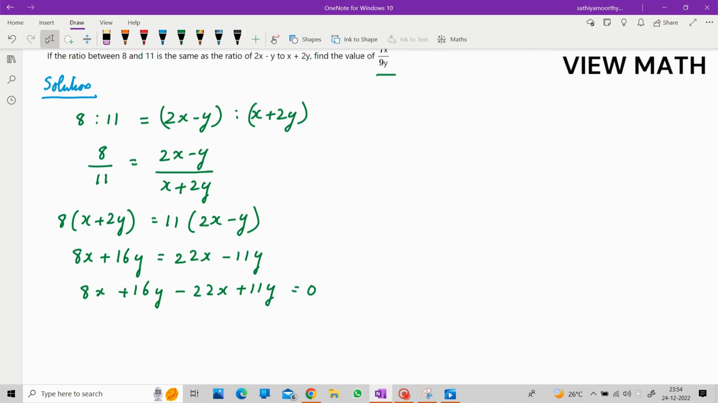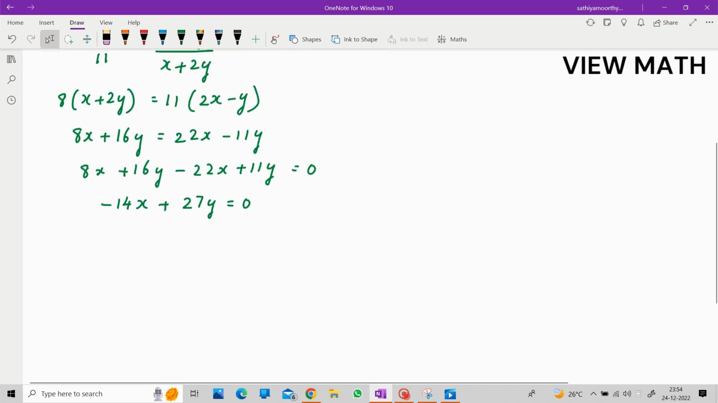8x minus 22x is minus 14x, plus 16y plus 11y is 27y, is equal to 0. Now let me bring this 14x to the other side so that the negative sign becomes positive. So I can write this as 14x is equal to 27y.